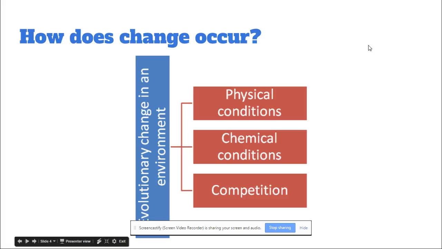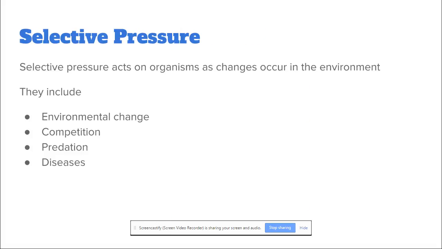And it can occur in three ways. So it can occur by changes in physical conditions, changes in chemical conditions, or just a competition for resources. Now, in each environment, the conditions will be different. So just because there's a change in one environment doesn't mean that the same thing is happening as another because of the differences in selective pressures.